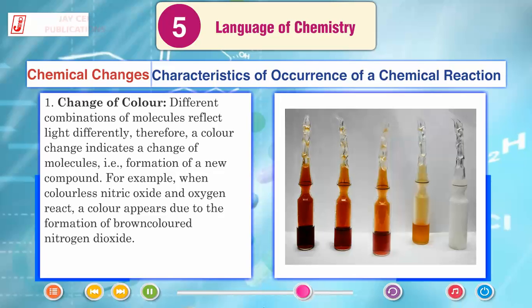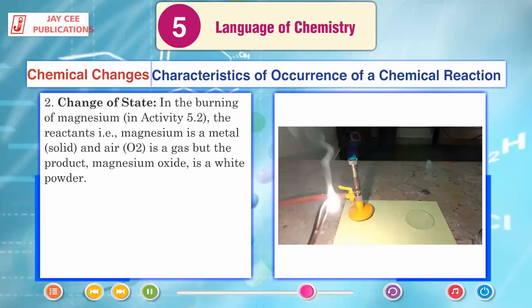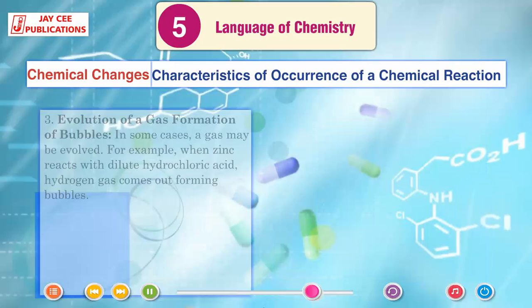For example, when colorless nitric oxide and oxygen react, a color appears due to the formation of brown colored nitrogen dioxide. Change of state. In the burning of magnesium in activity 5.2, the reactants, that is, magnesium, a metal solid, and air O2, a gas, react, but the product magnesium oxide is a white powder.